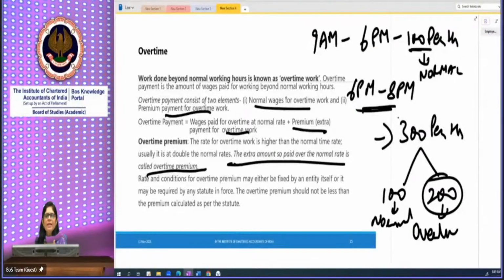100 you will get whenever you are working, for any time. But if you are working after 6 p.m., you are getting 200 extra for every hour. So that 200 is the overtime premium, not 300. That you need to understand. Students always make mistakes on this aspect in the question. Clear? So overtime payment has two aspects, the normal rate and the premium rate. 100 is the normal rate, but the overtime premium is 200.